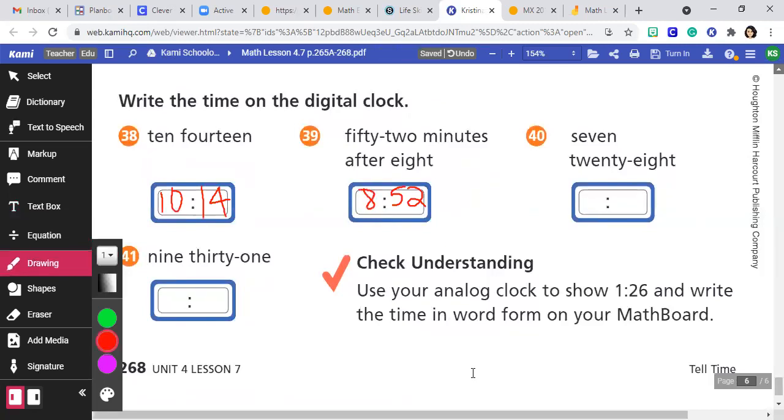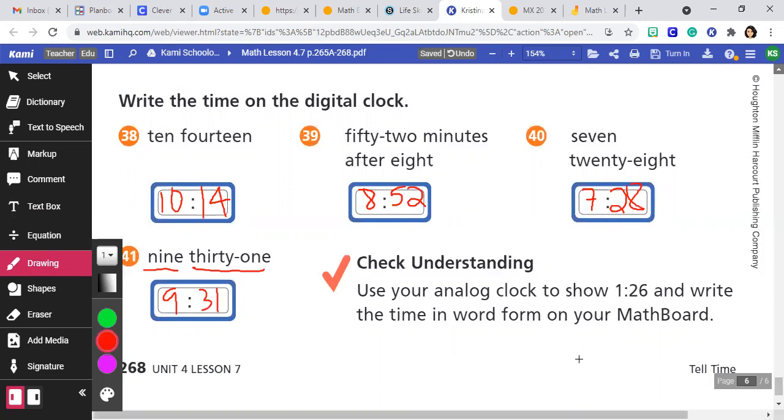Number 40, 7:28. That one's pretty straightforward. The hour is 7 and the minutes are 28. Number 41, 9:31. Another straightforward one. The hour is 9 o'clock and the minutes are 31.